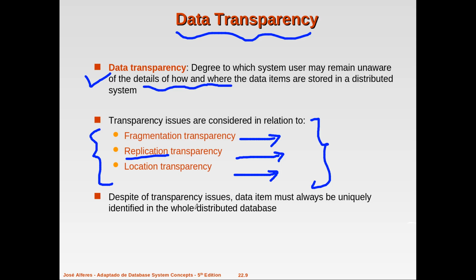Despite transparency issues, a data item must always be uniquely identified in the whole distributed database. Whatever the issues related to transparency, the data item must always be identifiable by the user when we are using the distributed database system.